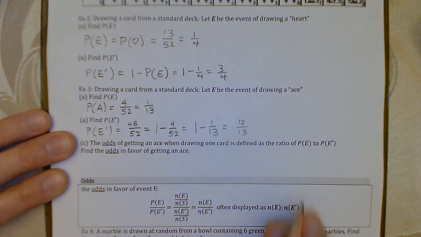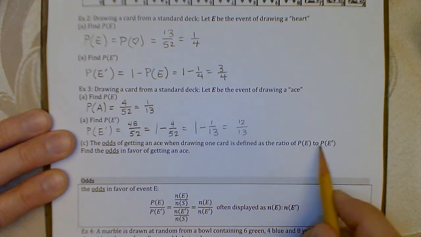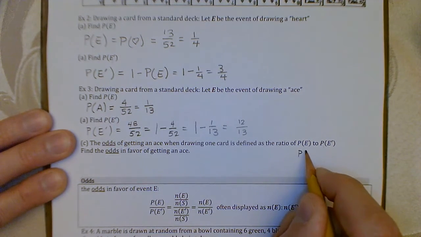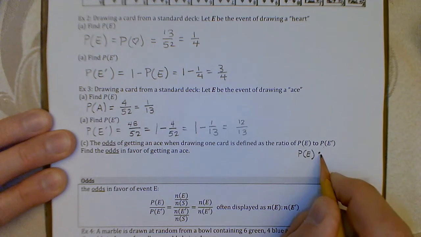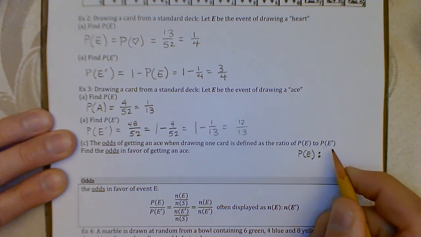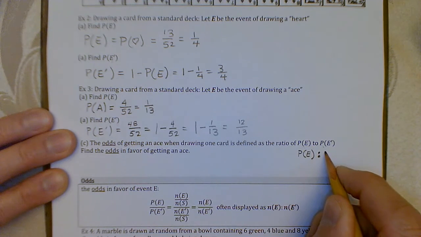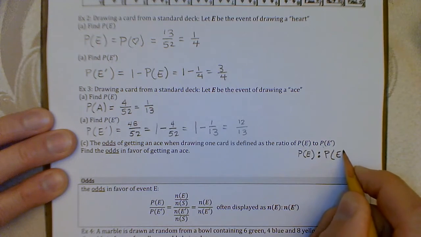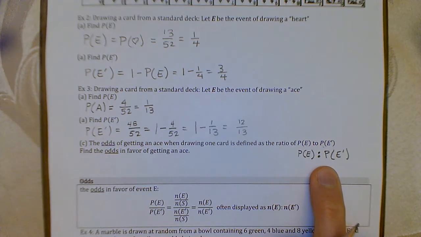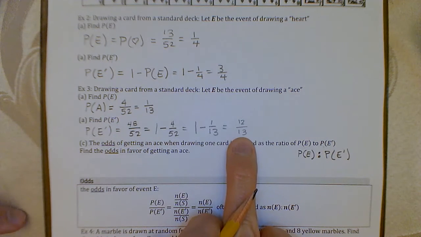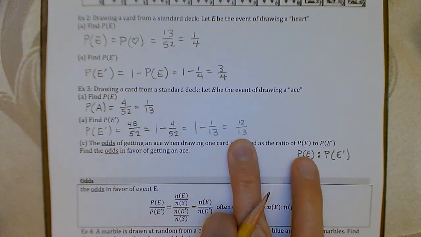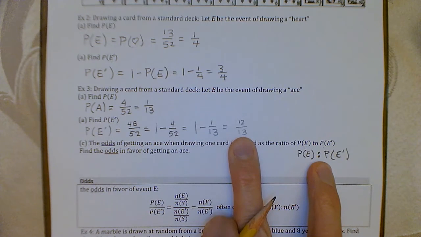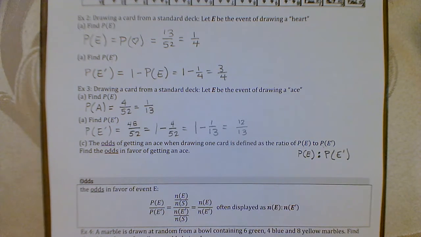So here, to denote the difference, it's a ratio, but we'll write the probability of E, and then we'll use colons to denote that it is an odds, rather than, say, a fraction, which is still a ratio, but we write it in different ways. If it's a probability, we'll typically write it as a fraction. If it's odds, we'll write it as a ratio with a colon between the two.